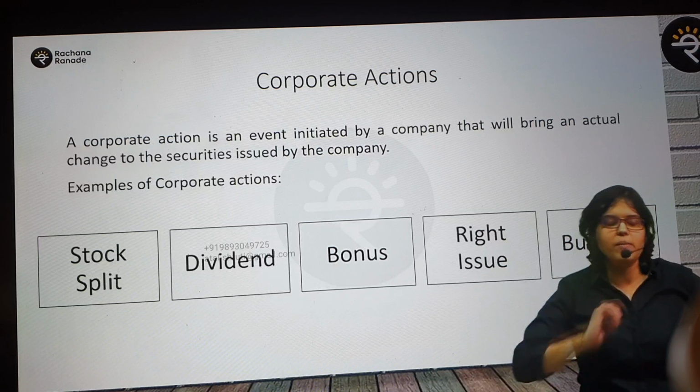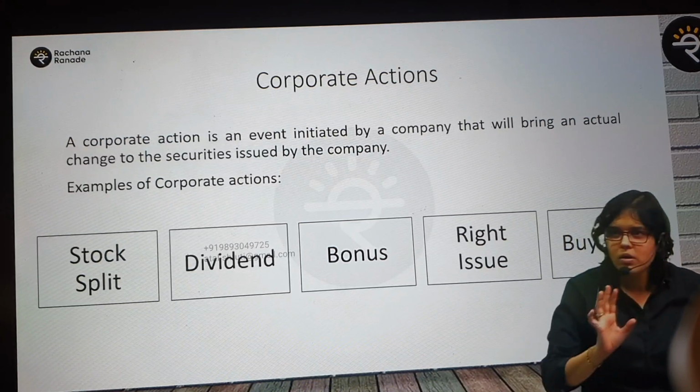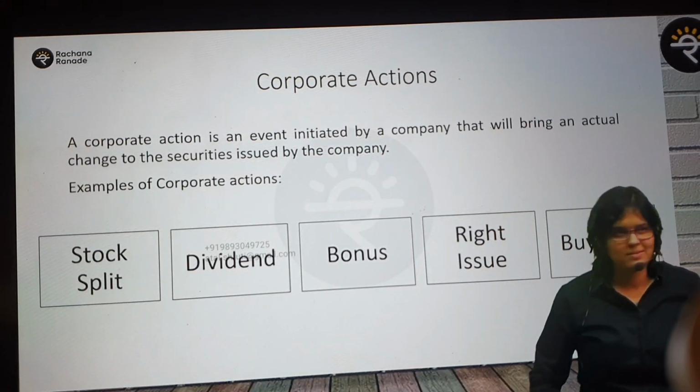Can the promoter do something like this? We have got an amazing business, let's take dividend. But wait, dividend only promoters will get, not these people. This is not allowed. Dividend has to be declared to all the shareholders. You can't discriminate.